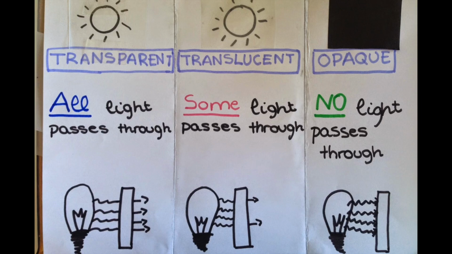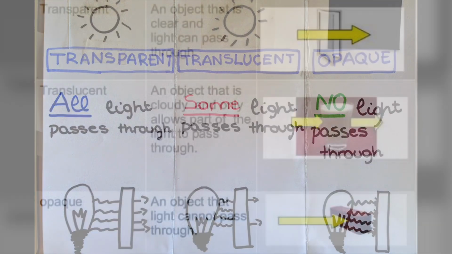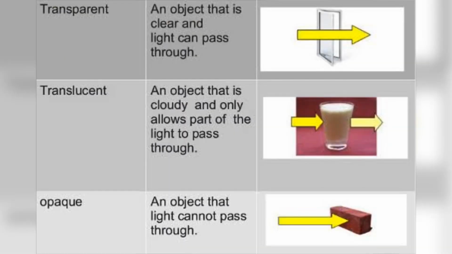Different objects allow different amounts of light to pass through them, depending on the type of materials they are made of. An object that is clear and light can pass through is called transparent. An object that is cloudy and only allows part of the light to pass through is called translucent. An opaque object is one that light cannot pass through.